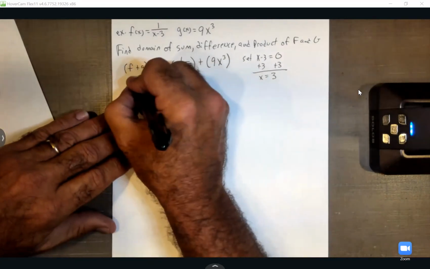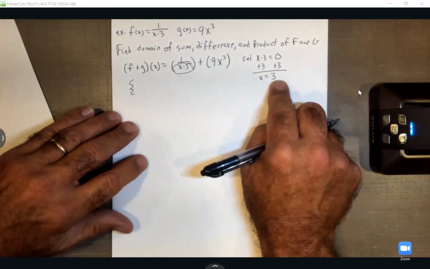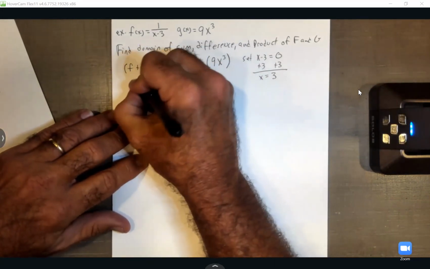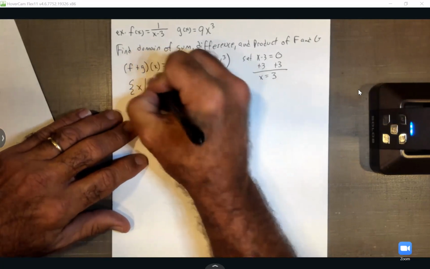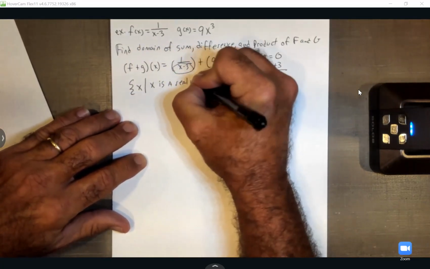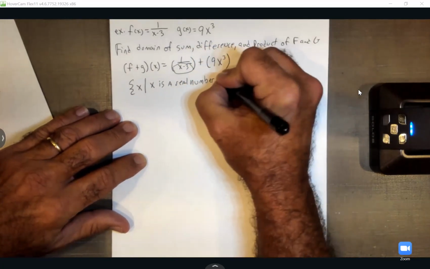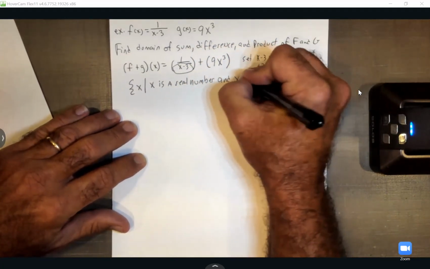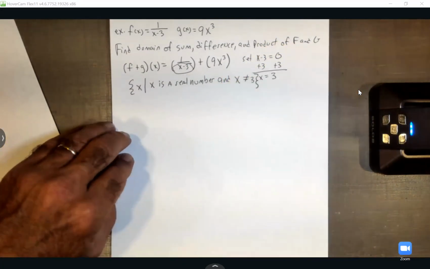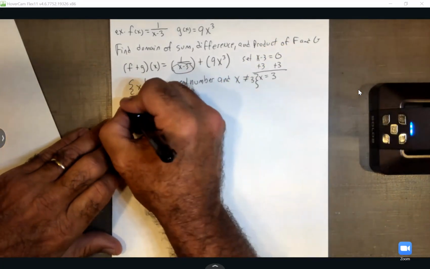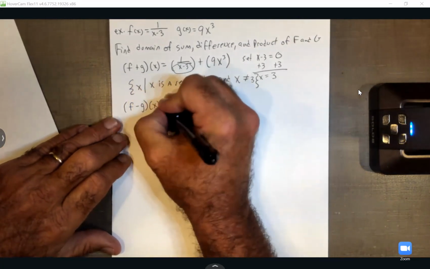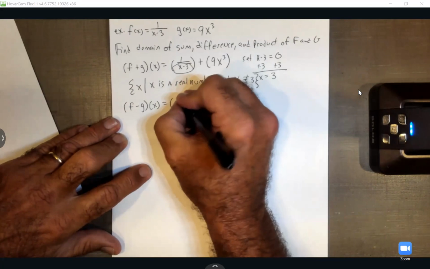All right, then she said over here, since I got a 3 there, I got to exclude 3 from this domain. So she came in and said x such that x is a real number, and x cannot equal that 3. Good job. Okay, so those are tricky at first, but I think you are starting to get the hang of these.